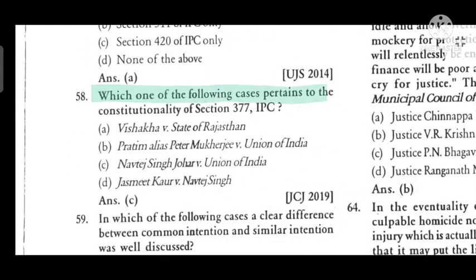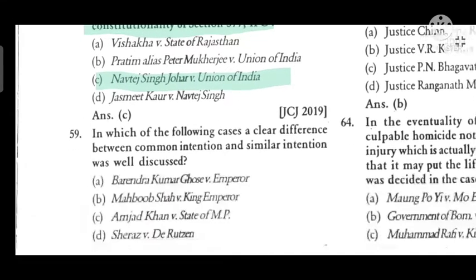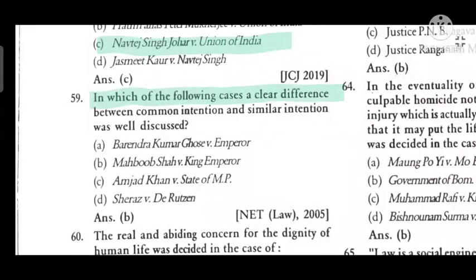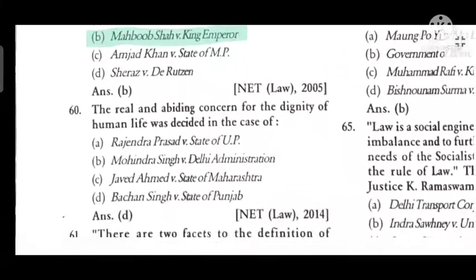Which one of the following cases pertains to the constitutionality of Section 377? Navtej Singh Johar versus Union of India. In which one of the following cases was a clear difference between common intention and similar intention distinguished? Mahbub Shah versus King Emperor.